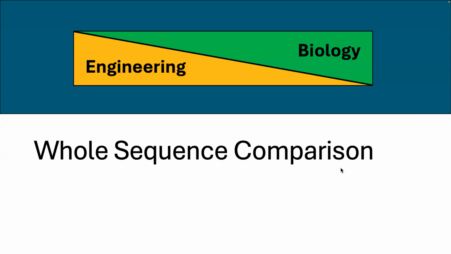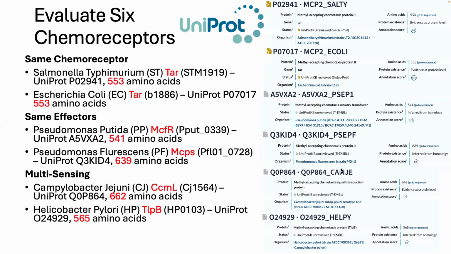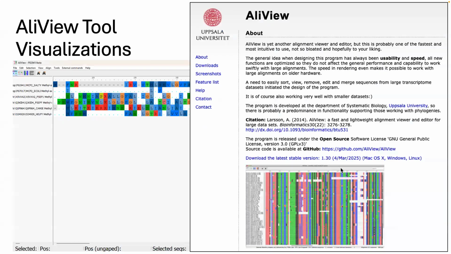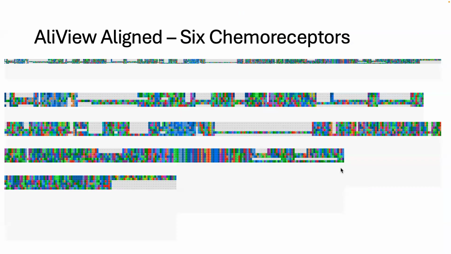Okay, another perspective that I looked at, and I'm going to come back to what I just did with this whole sequence comparison. Now, still using these same 6 areas that I've looked at already, I'm going to be looking at these 6 different chemoreceptors. The tool that I'm using is AviView from Uppsala University. First of all, I'm going to give a top level view. This is really impossible to read. This is a little bit better.